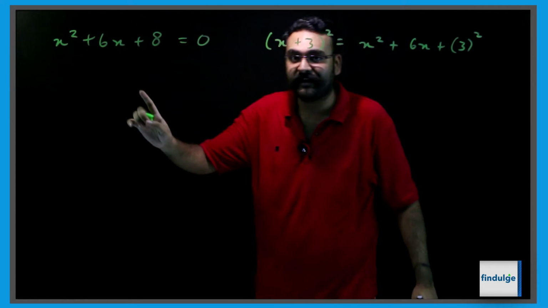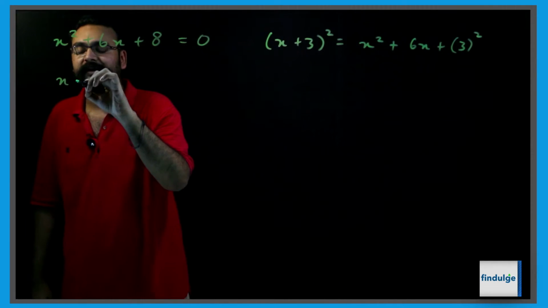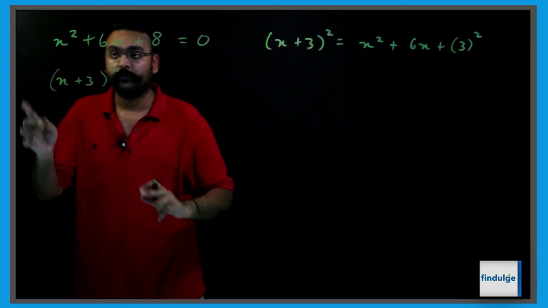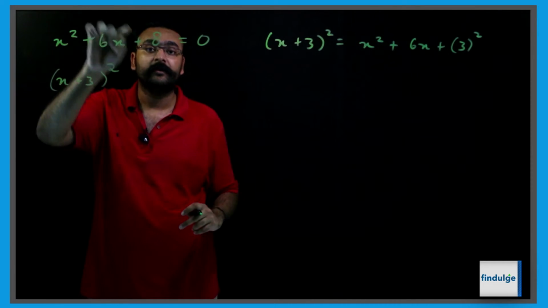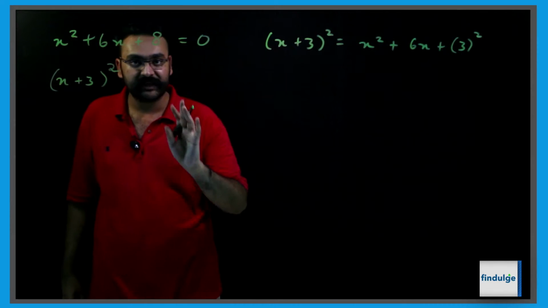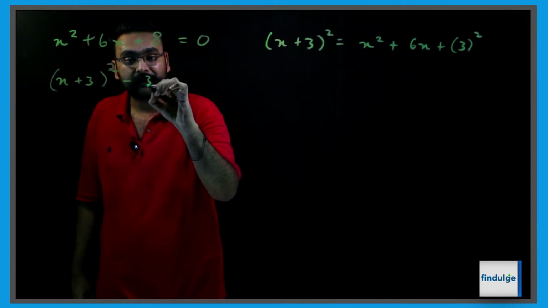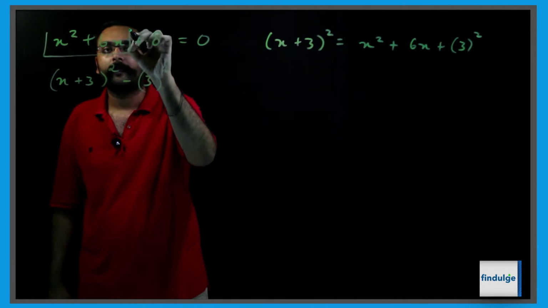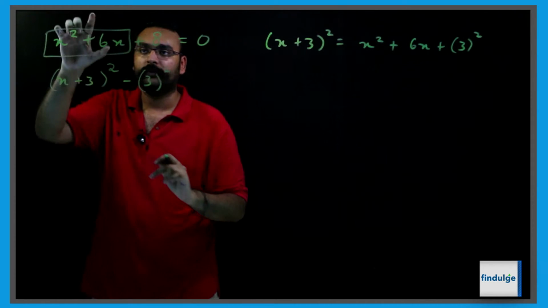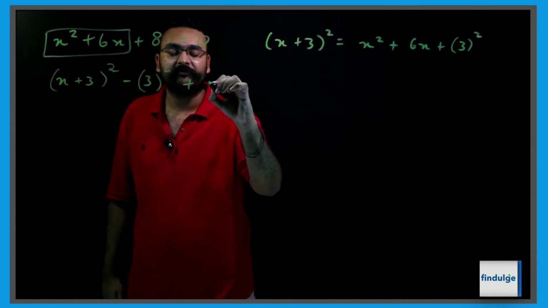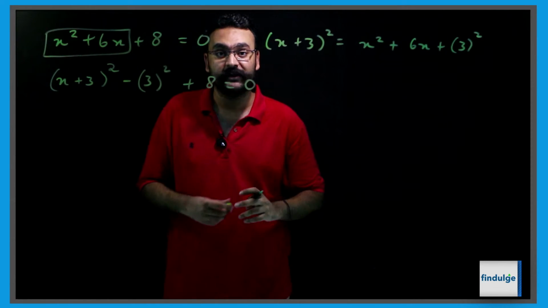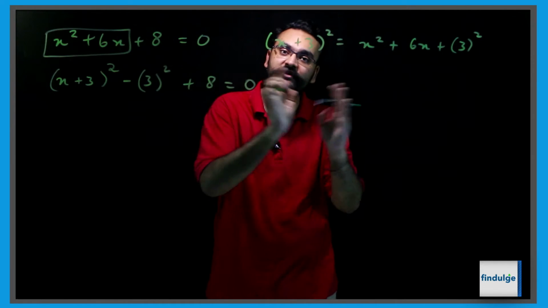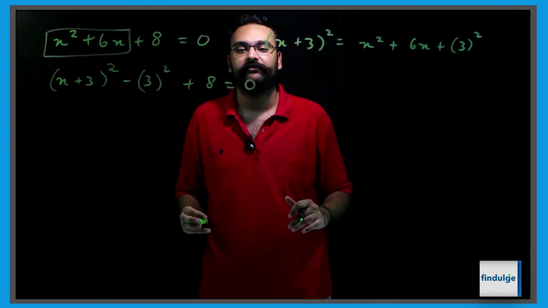So I am going to rewrite this equation as (x plus 3) whole squared, which if I open it up will give me x squared plus 6x, but it will also give me plus 3 squared. So I will subtract 3 squared, so that if I open up this whole thing, I will get back to here. And obviously I will be left with plus 8 equal to 0.